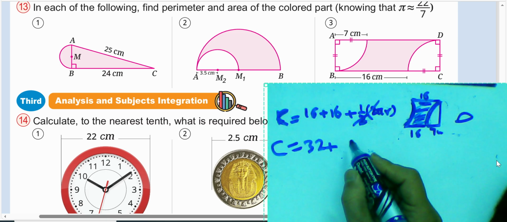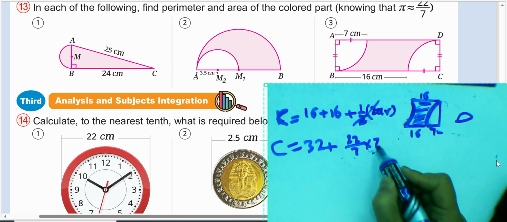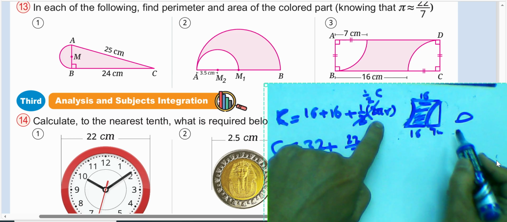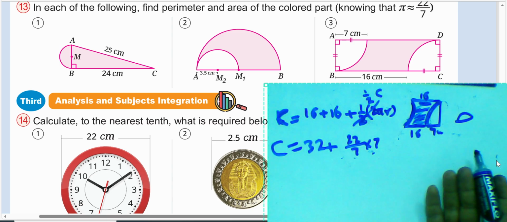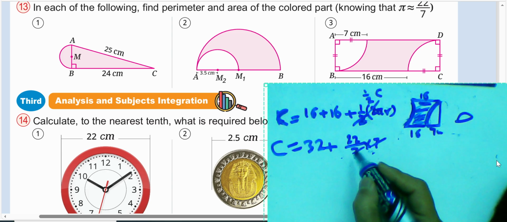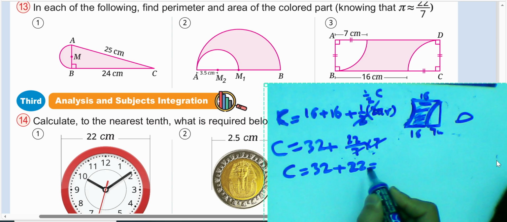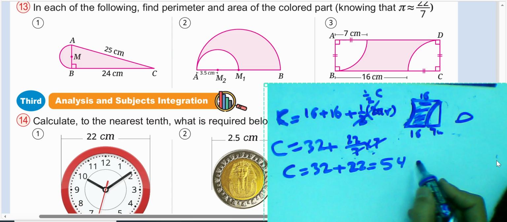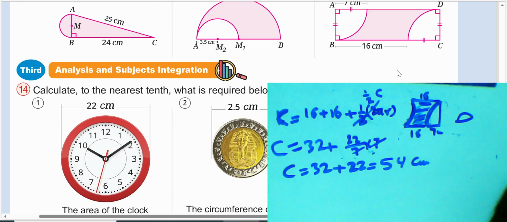We can cancel 2 by 2 and then 22 over 7 product by radius. Again, my students, this is half the circumference of the circle, not half the area. Half the area was about the last question. Now we can cancel 7 with 7, then say 32 plus 22. 3 plus 2 is 5, and 2 plus 2 is 4. Then the circumference will be 54 centimeters for the colored part.